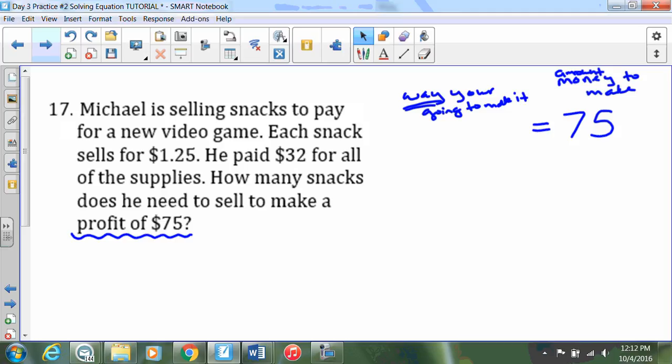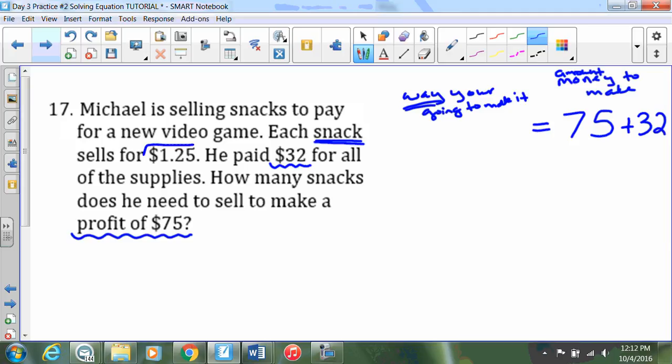All right, so let's see if this helps. We know he wants to make $75, but wait a minute. He already paid $32 for all of his supplies. So not only does he need to make a profit of $75, but he needs to reimburse himself that $32 that he spent on supplies, right? If he wants to end up with $75 in his wallet that he didn't have before, then he has to pay back himself that $32. Okay, how's he going to make this money? Well, he's going to sell snacks for $1.25 apiece.